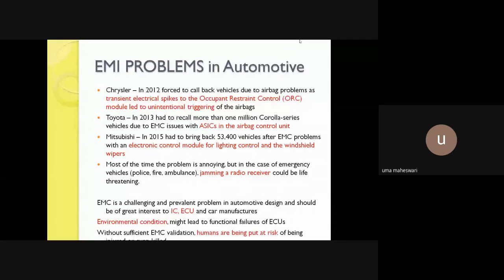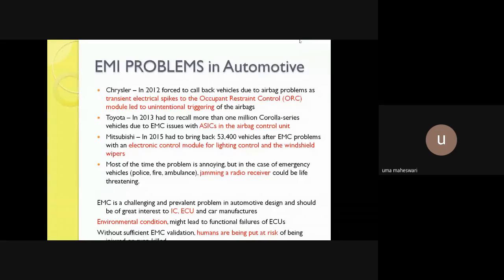In the year 2013, Toyota had to recall more than 1 million vehicles of some series because of EMI issues, mainly because of the ASICs in the airbag control unit. And in 2015, Mitsubishi also had a recall of more than 550,000 vehicles for EMI problems inside the electronic control module for the lighting control, which didn't work well because of EMI issues. Perhaps they did not follow the testing standards correctly, or the standards had changed, or there might be various other reasons.